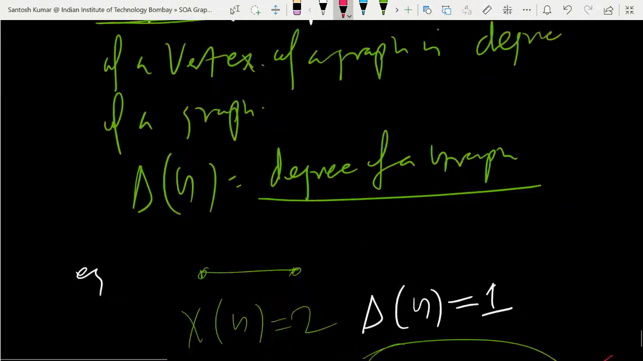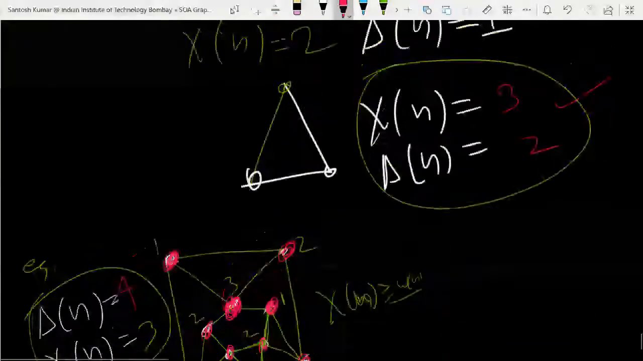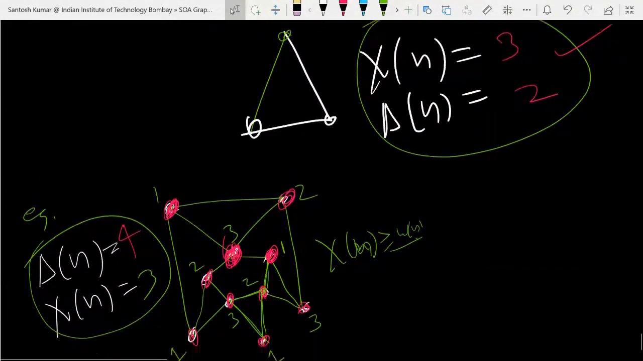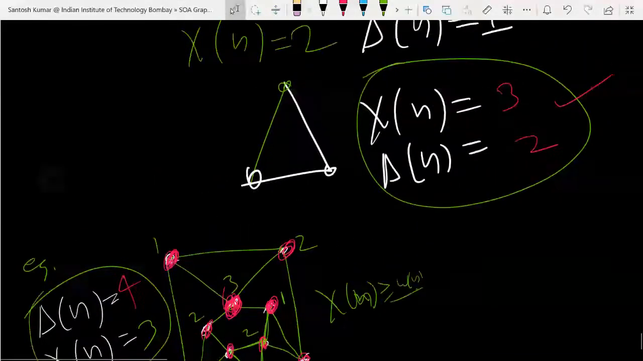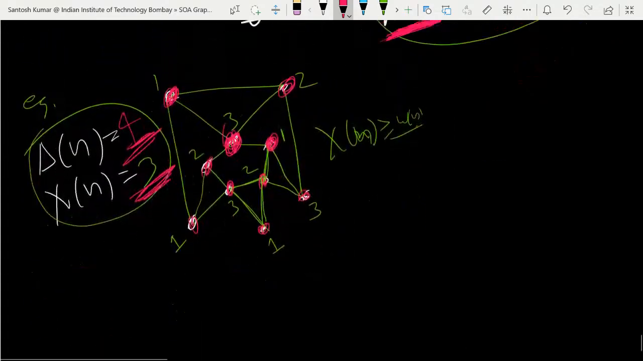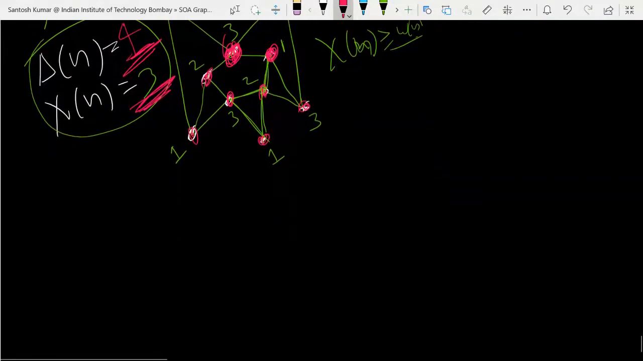I want you to see the relation. We have taken only 2 examples. Sorry, chromatic is 3 here, and degree is 2. Here degree is 4, chromatic is 3. So here you might not get a conclusion, because here chromatic number is more than the degree, and here chromatic number is less than the degree. I will give you a few more examples to decide the rule. So what will be the rule?